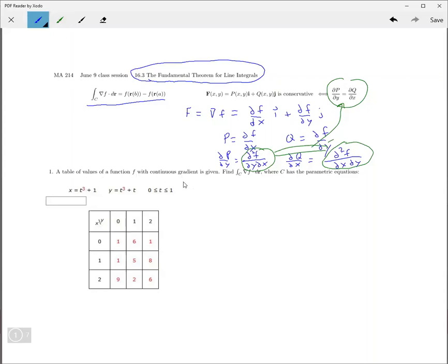you have a table of values with the continuous gradient, and then you want to find the integral of this, okay? So according to the formula, that's going to be f of r of b minus f of r of a, because you're integrating a gradient, and this is the fundamental theorem for line integrals. Okay, so let's see, what is r of b, what is r of a, what is b and what's a? Well, there's our a and there's our b, right? And then this is our r right here, this function, right?